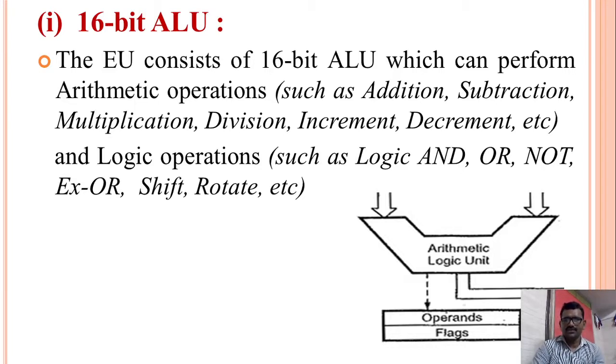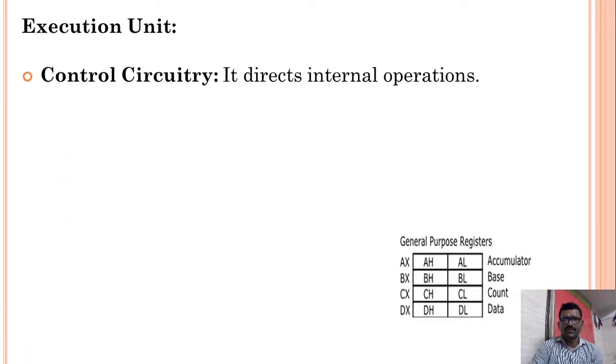What are the operations it is going to perform? Arithmetic operations such as addition, subtraction, multiplication, division, increment, decrement, and comparison, etc., and logical operations such as AND, OR, NOT, XOR, shift, and rotate operations. This is the shape of the ALU. Coming to the next part, the control circuitry. After decoding the instructions, the execution unit will know what operations it is going to perform, and what registers or memory are involved in those operations. According to that, it will generate the control signals to perform the operation.